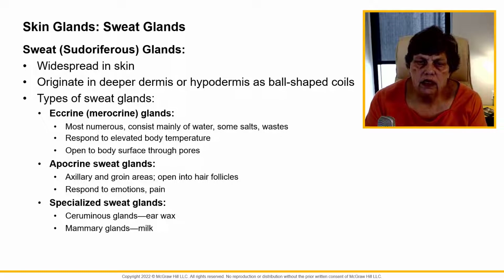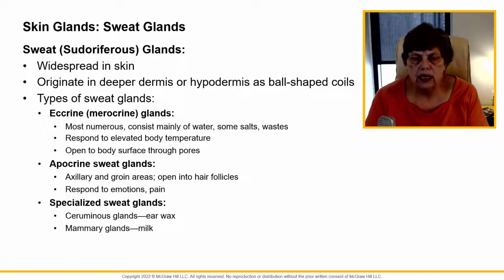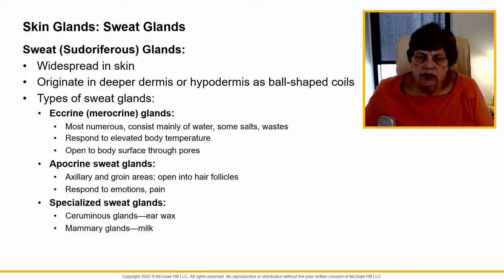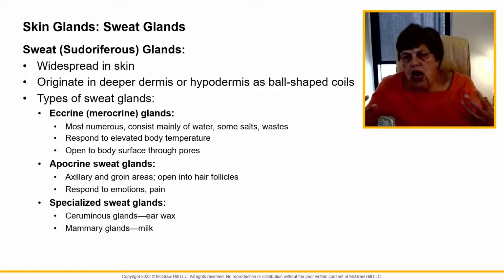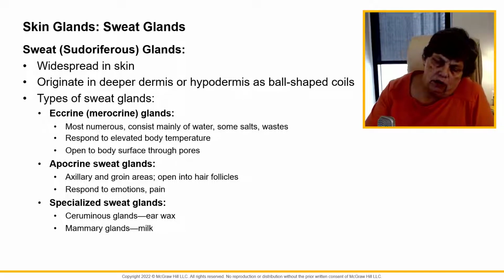Basically, you have a few types of sweat glands. The eccrine glands, or the merocrine glands. These are the most numerous. They are mainly water and some salts, and they respond to elevated body temperatures. So you get hot and you sweat, those pores open up and they go directly to the surface, and you just get the beads of sweat on your arms or legs or wherever.